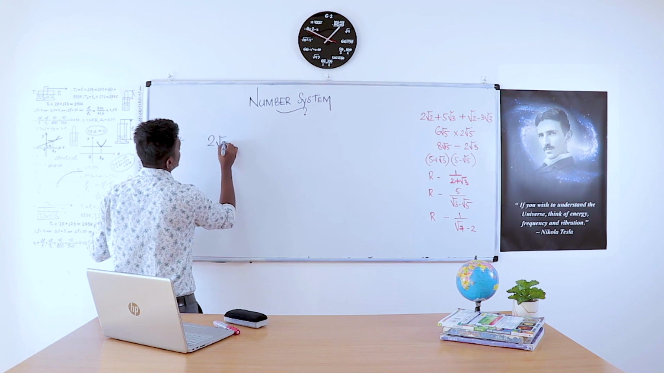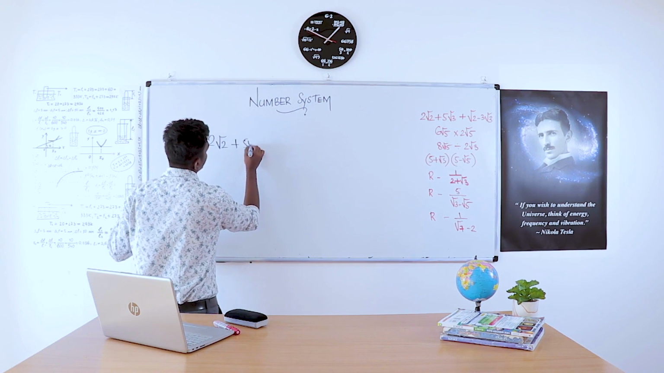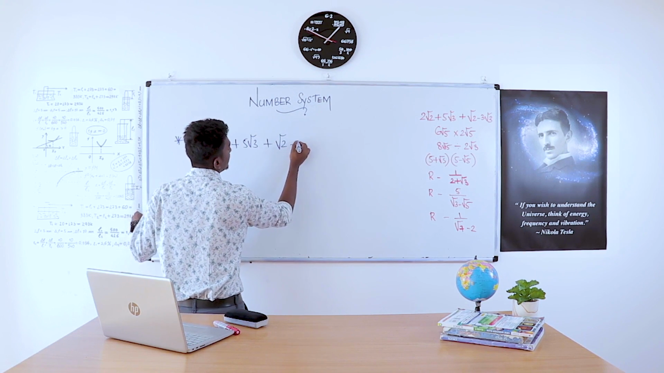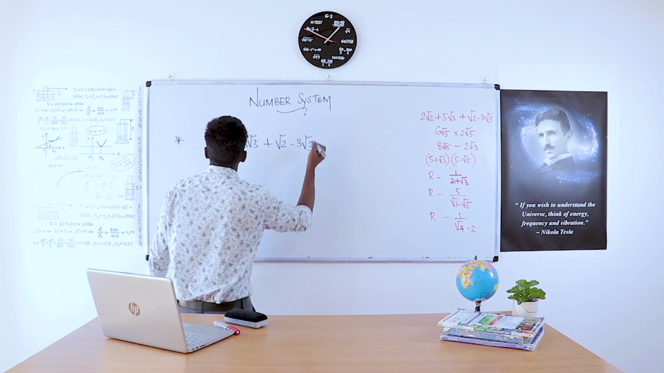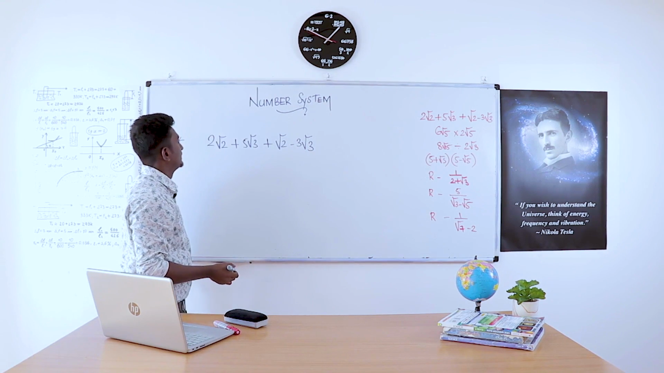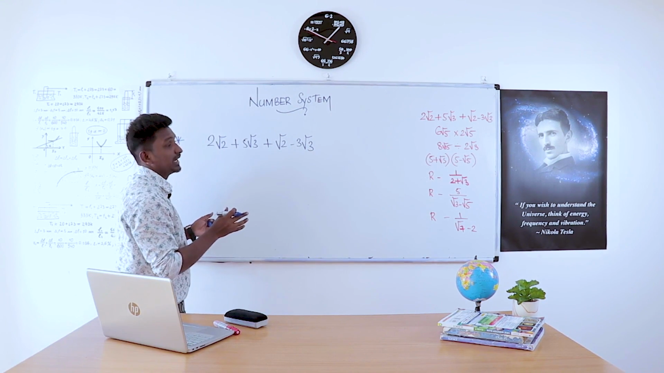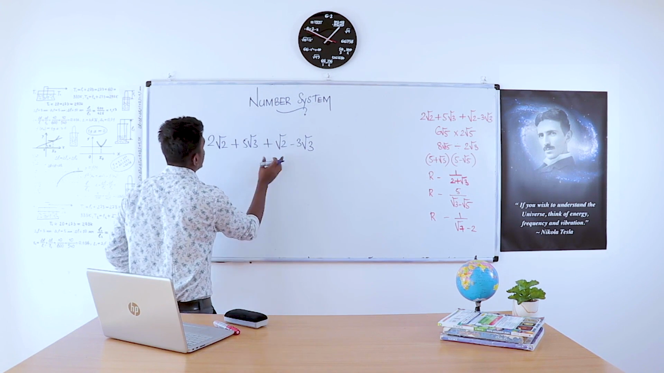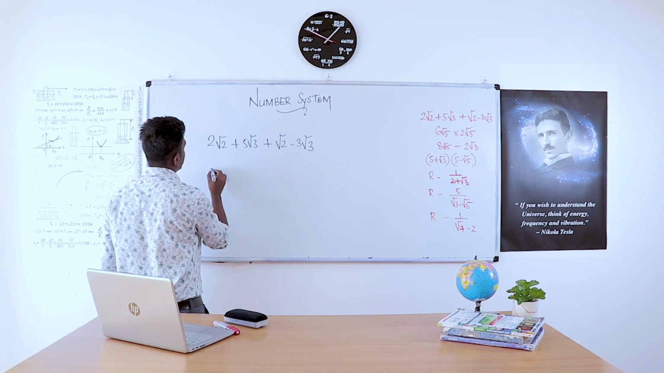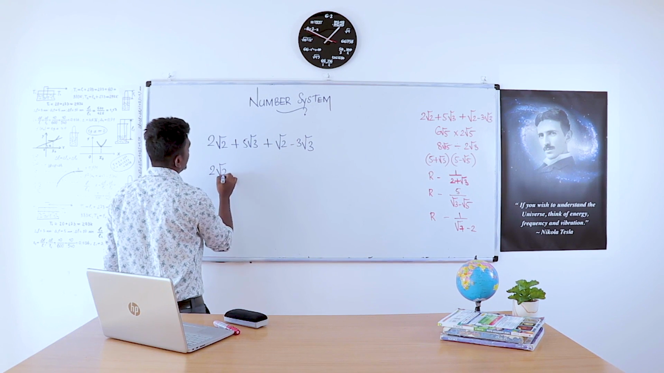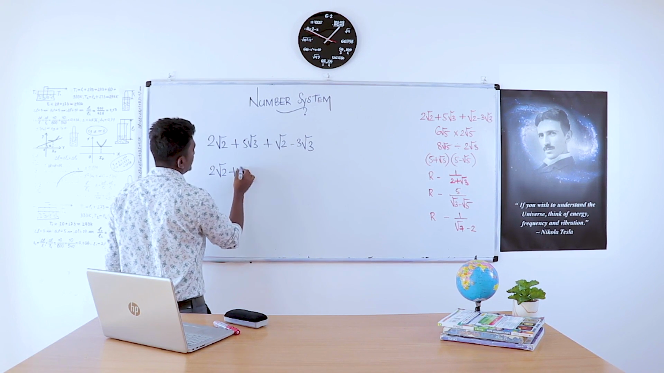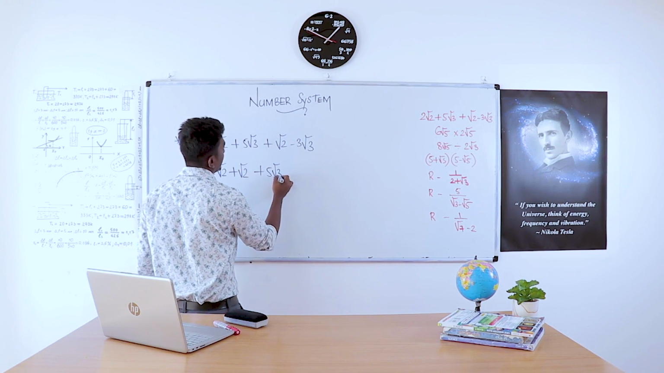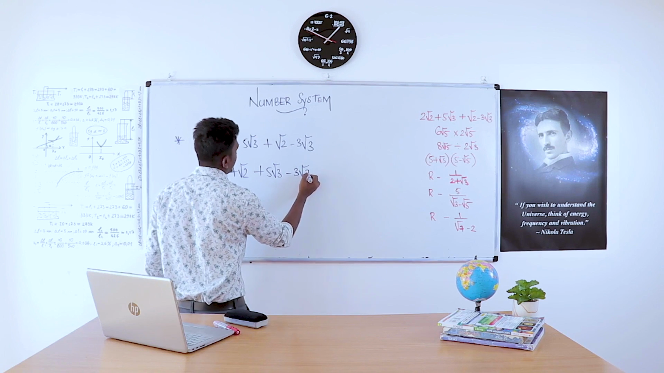2 root 2 plus 5 root 3 plus root 2 minus 3 root 3. How can we solve this? Similar terms can be added or subtracted. Therefore, root 2 terms should be on the nearby side. That is 2 root 2 plus root 2. Just rearranging, we get plus 5 root 3 minus 3 root 3.